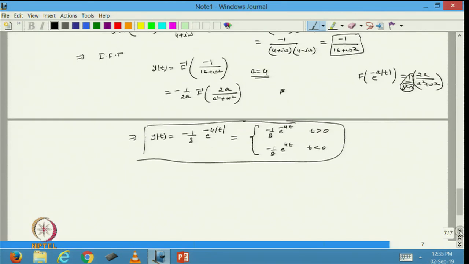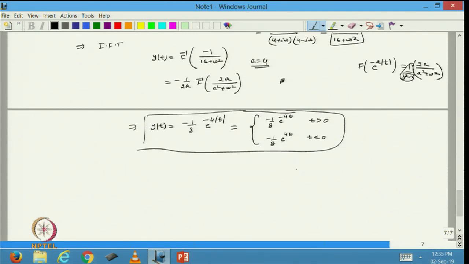Now, from here you can verify that if I define this function, then this function is a decay function and it is absolutely integrable. So, I can take the integration of the absolute value of this function and that will be finite. And also I want to check what will happen if I take the limit t tends to infinity of y(t). This will be the limit as t tends to infinity of minus 1 by 8 e raised to power minus 4t, and that will be 0.